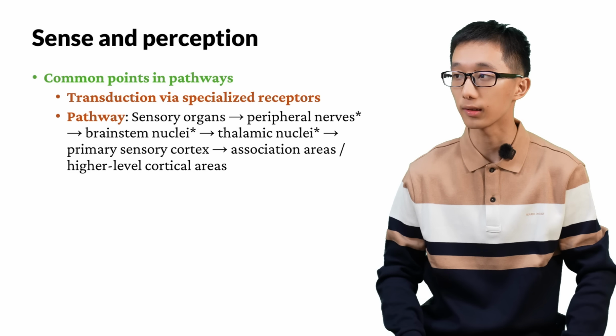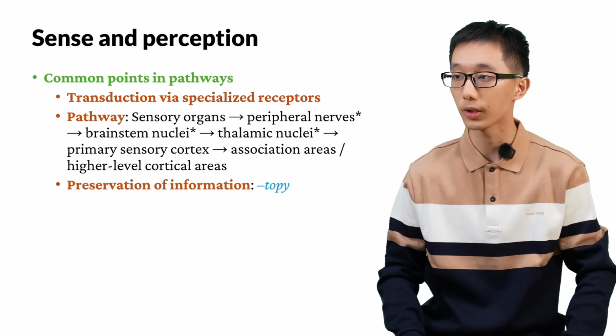Next, the pathway has a lot in common. We go from sensory organs to peripheral nerves to brainstem nuclei to thalamic nuclei to the primary sensory cortex, then to association areas or higher level cortical areas. There are some exceptions, and the places where exceptions occur are labeled by an asterisk here. We will explore them in the next slide.